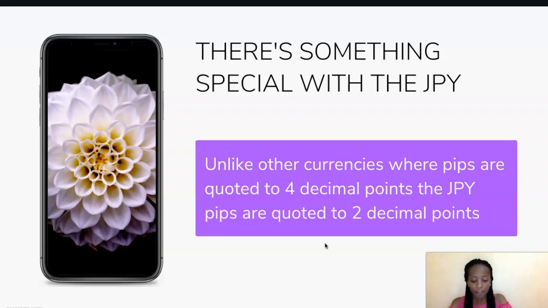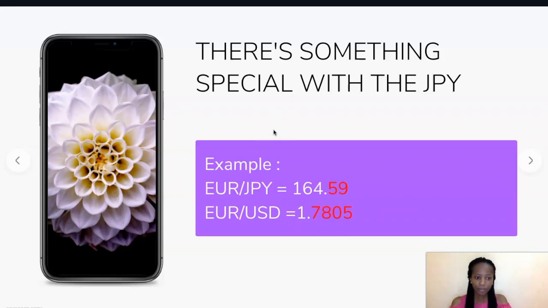Now, one thing you should know about Forex trading is that we have one very special currency, and that's the Japanese yen. So unlike other currencies where the pips are quoted to 4 decimal points, the Japanese yen pips are quoted to 2 decimal points. So here's an example. You find that the Euro USD here is quoted at 1.7805, but the Euro Japanese yen here is quoted at 164.59. Currency pairs that have the yen are quoted to 2 decimal points, and currencies without the yen are quoted to 4 decimal points. That's what makes it special.